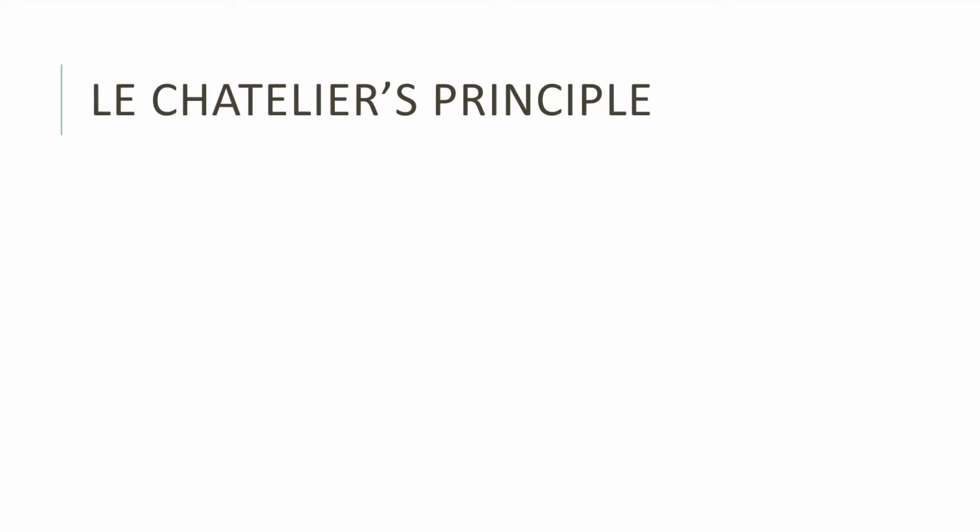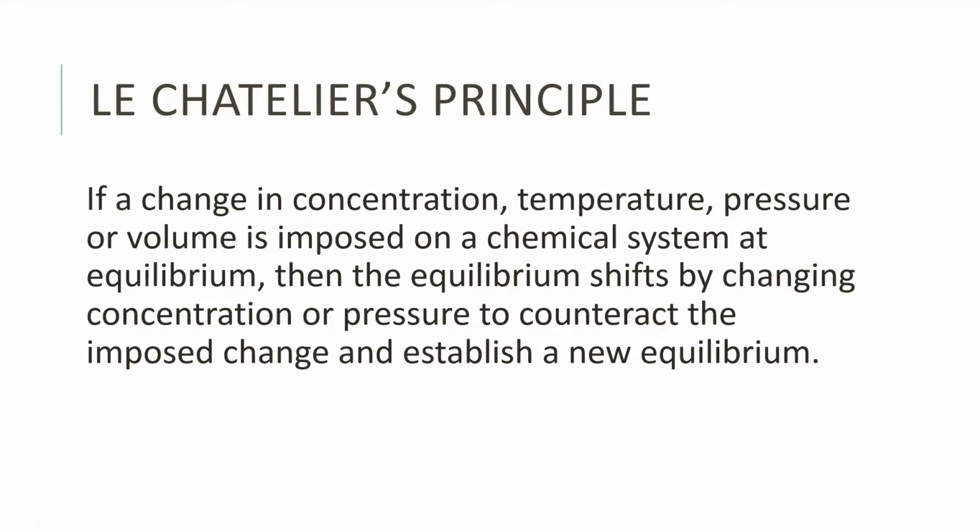Le Chatelier's Principle. If a change in concentration, temperature, pressure, or volume is imposed on a chemical system at equilibrium, then the equilibrium shifts by changing concentration or pressure to counteract the imposed change and establish a new equilibrium.